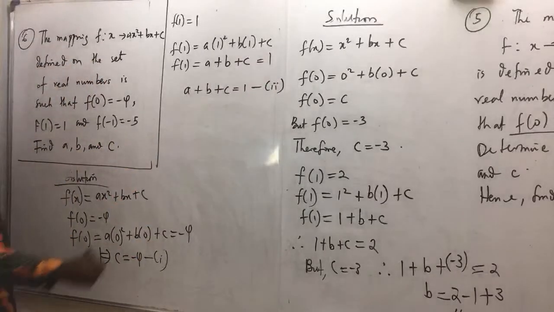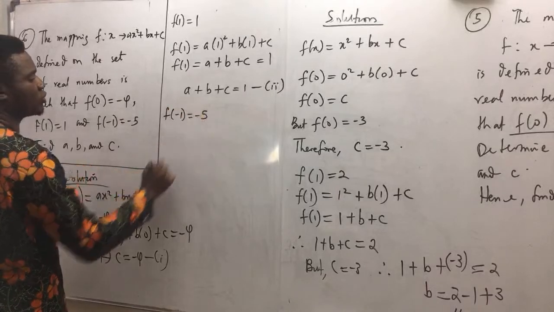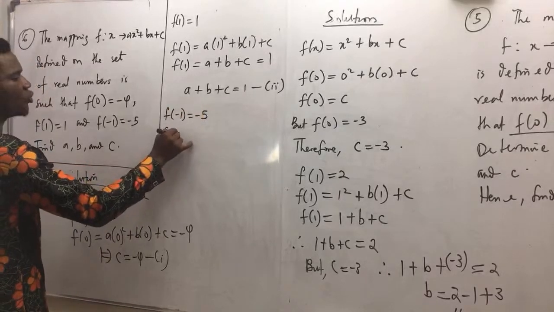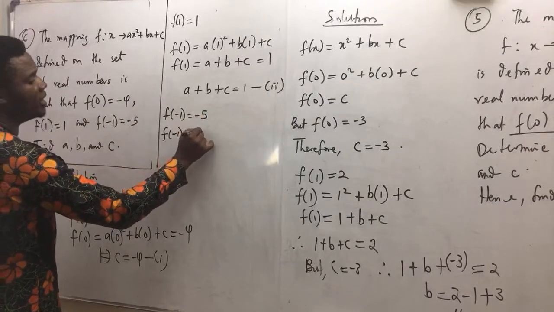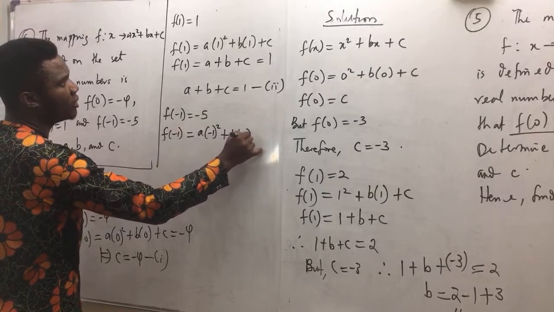Then you would finally use f of minus 1. We are told f of minus 1 is equal to minus 5. So f of minus 1 from the equation is a times minus 1 squared plus b times minus 1 plus c.